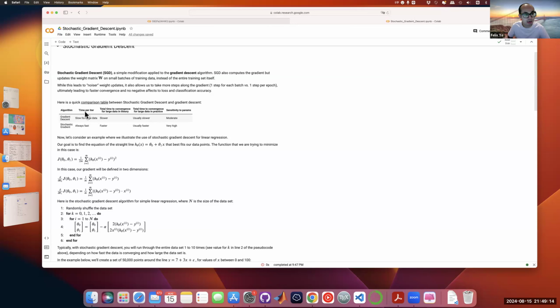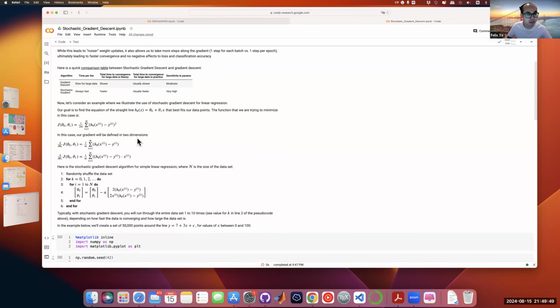For gradient descent, it is slow for large data in terms of time per iteration. The total time to converge for large data in practice is usually really slow. It's less sensitive to the parameters in these cases. But stochastic gradient descent is always fast, in theory and in practice, but it will be very sensitive to the parameters, because we have very noisy weight updates.